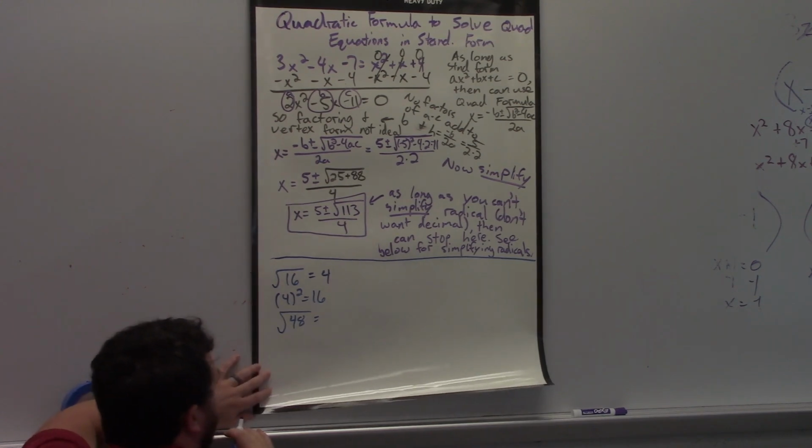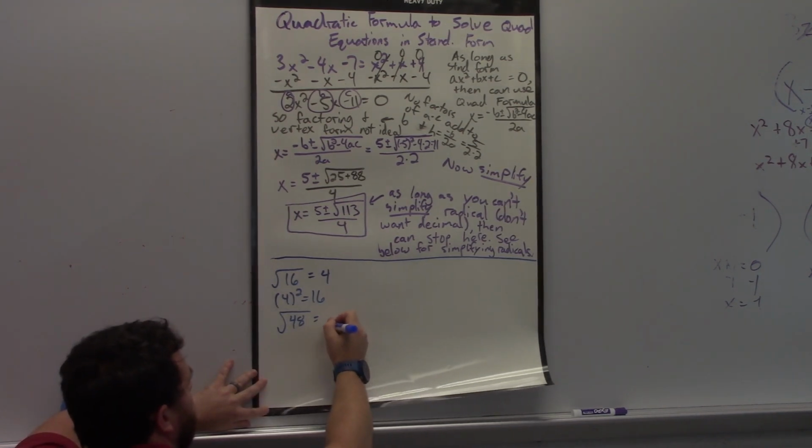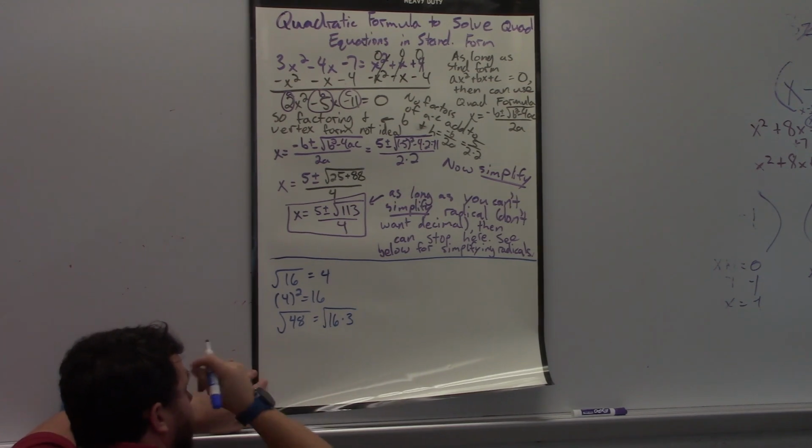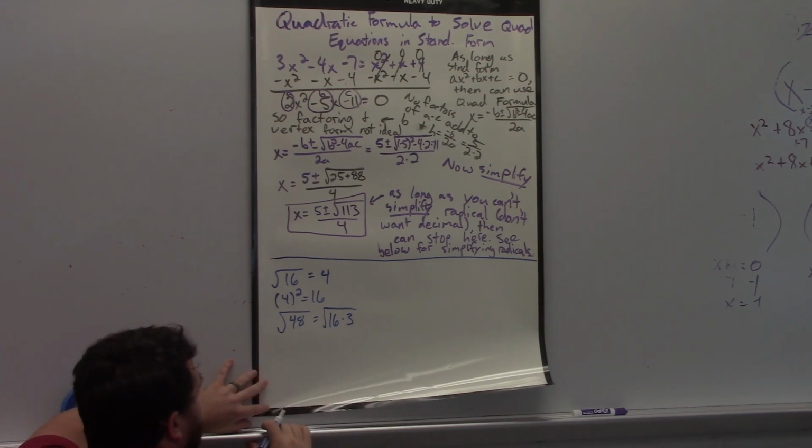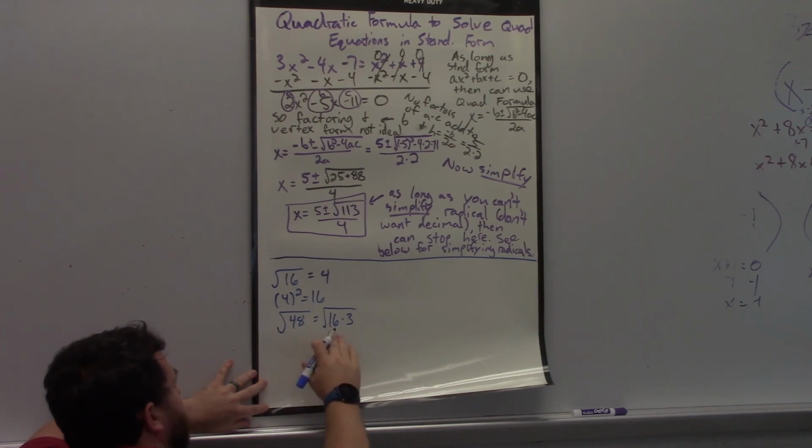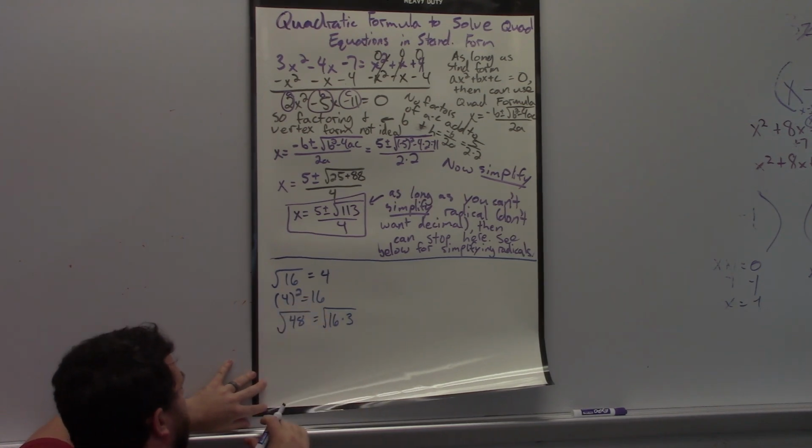And so what I can do, and I'm going to show a couple of options. One, I can factor this into the square root of 16 times 3. All I've done is I've taken that 48 and rewrite it to the 16 times 3, and I'm about to show why, but notice that 16 is the perfect square that we saw earlier.